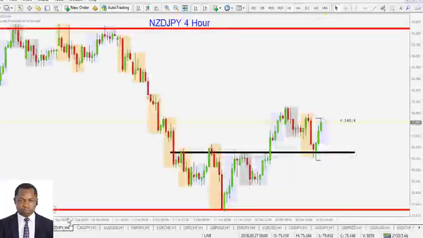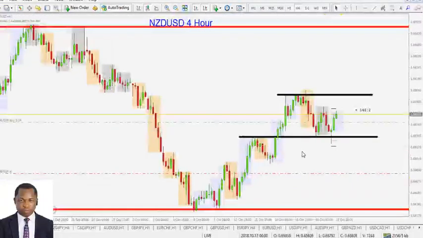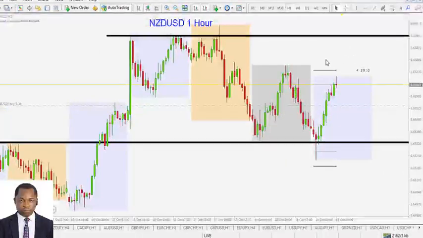Okay, let's be patient. If we are taking any entry, you will definitely know about that. For now, we are still holding just the New Zealand dollar against the American dollar. Let's see how this plays out.